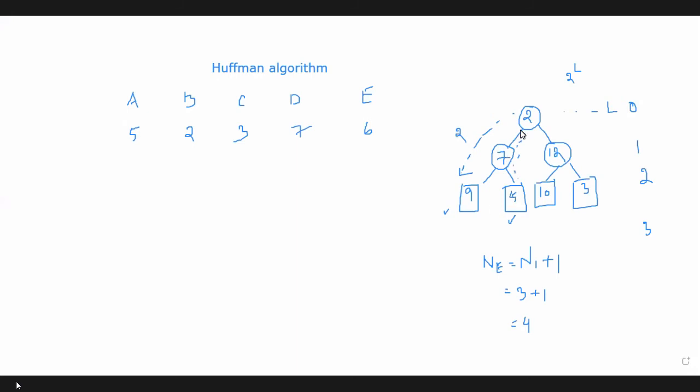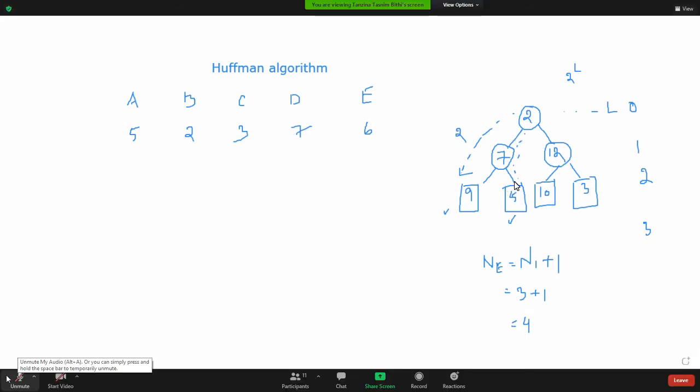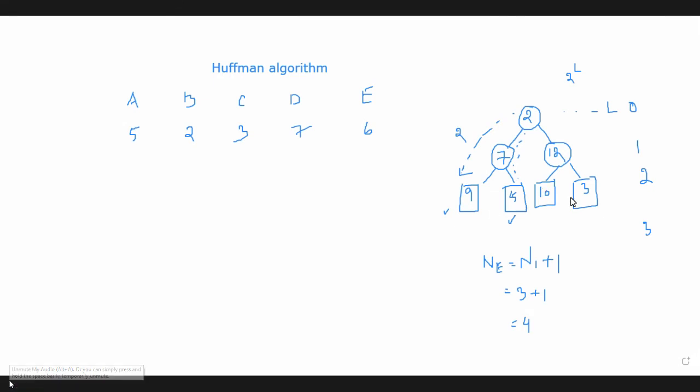And the path length is the number of edges between the source node and the destination node. So how many edges are here? 2 edges. So for 5, the path length is 2. And now in this way, we can calculate the path length for all these external nodes.